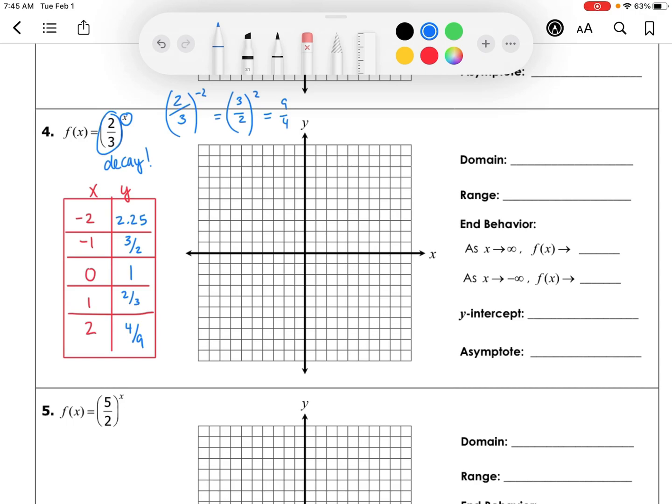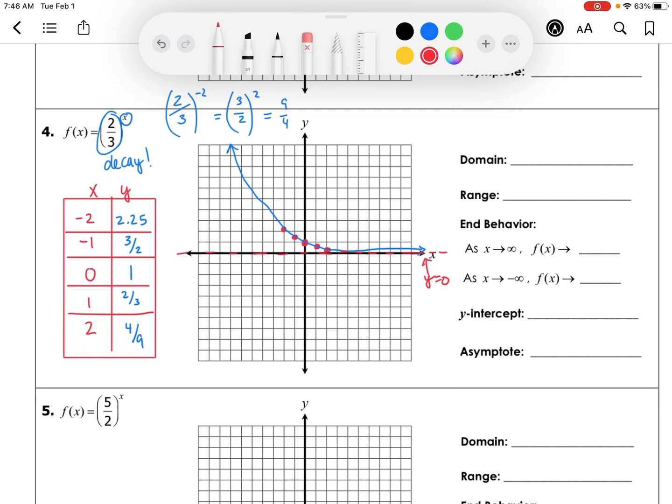Plotting that on the graph, -2, and up a little more than 2. -1, a little more than 1. 0, 1 again. 1, 2/3, and then 2, 4/9. Now you can see the shape of this graph, where it is decreasing from left to right. It looks like there still is an asymptote at 0. I am not crossing the asymptote, never cross the asymptote at y equals 0. And the y-intercept is 0, 1.